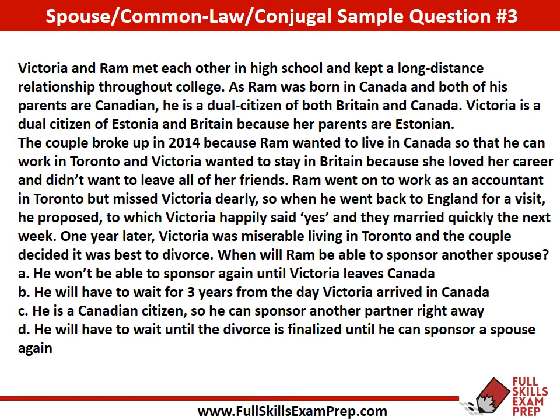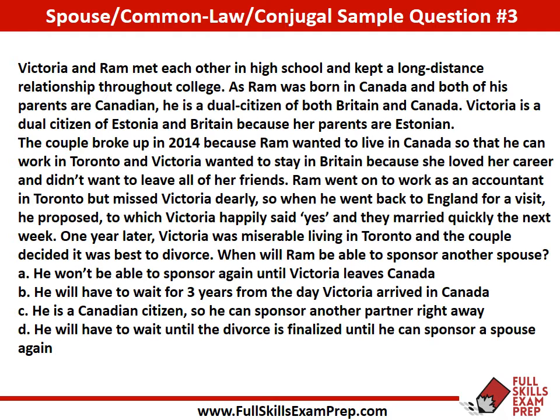So here we have Victoria and Ram. Now, Victoria and Ram met each other in high school, and they kept a long-distance relationship throughout college. As Ram was born in Canada and both of his parents are Canadian, he is a dual citizen of both Britain and Canada. Victoria is a dual citizen of Estonia and Britain because her parents are Estonian.